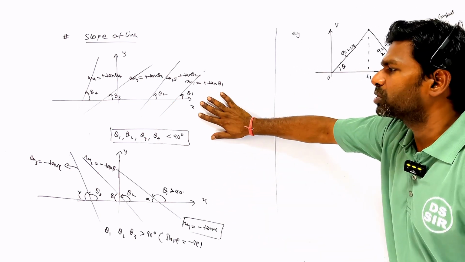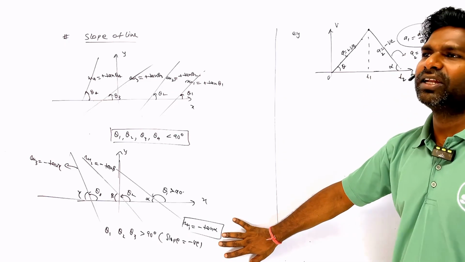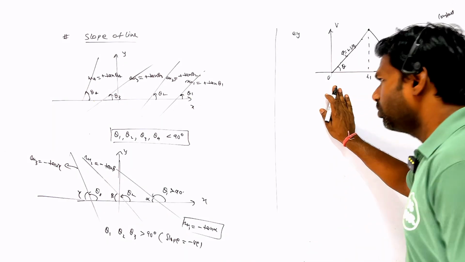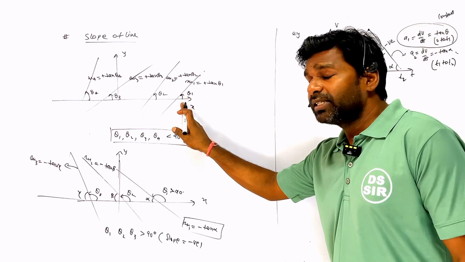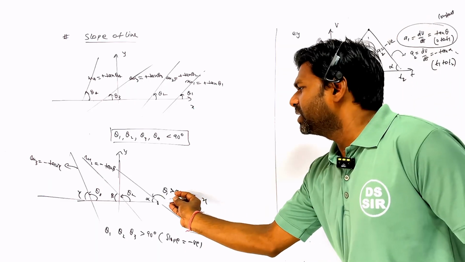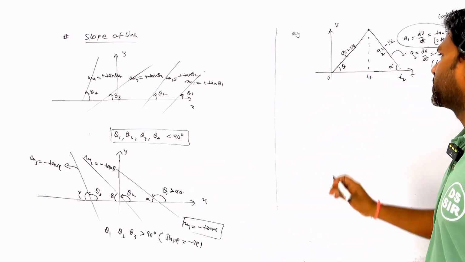Right. So this is the positive slope and these are the lines with the negative slope. First copy this. Now, if the angle is less than 90 degrees, the slope is positive. If the angle is more than 90 degrees, the slope is negative.